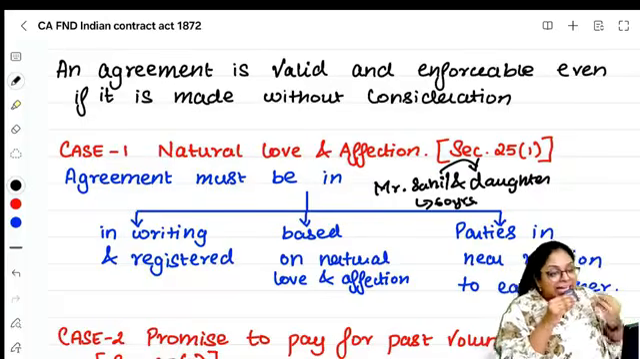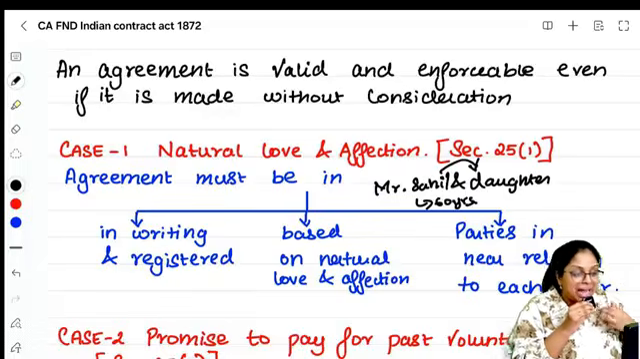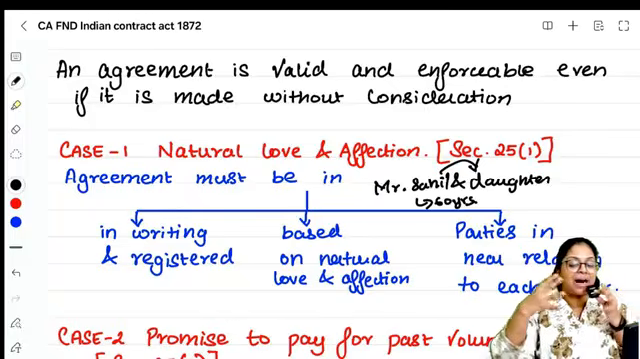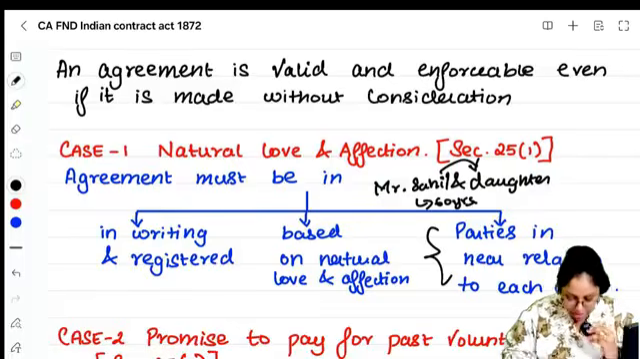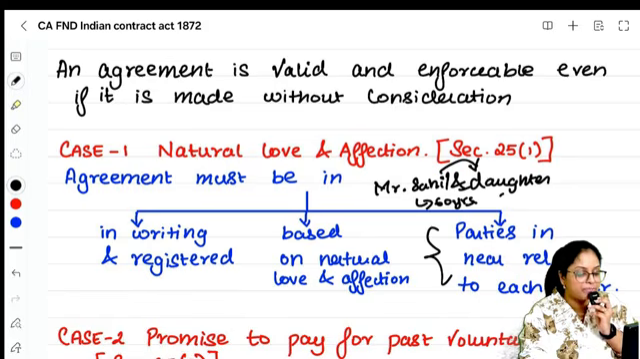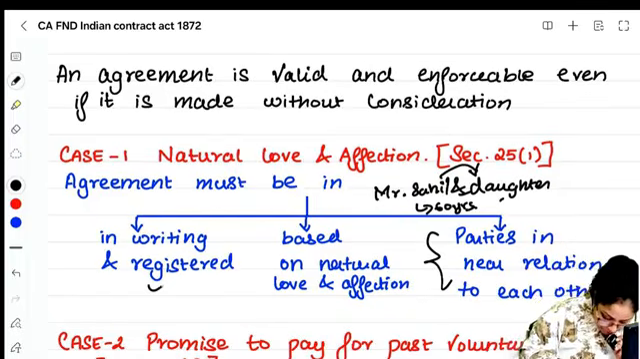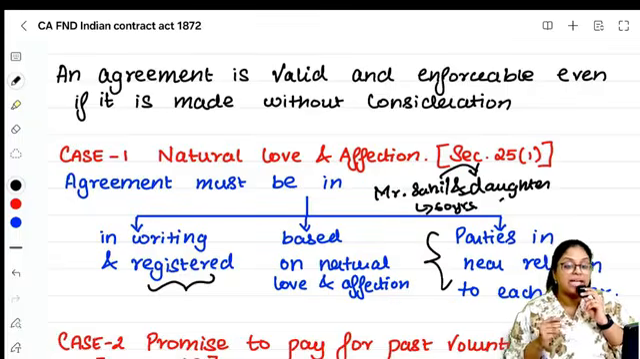Exception says that in case it's a contract of natural love and affection, it is in writing, it is based on natural love and affection, and parties are in a near and dear relation. Here you tell me, Sahil and the daughter, are they in a near and dear relation? The answer is yes. It is in writing. Not just writing, it should also be registered with the government.